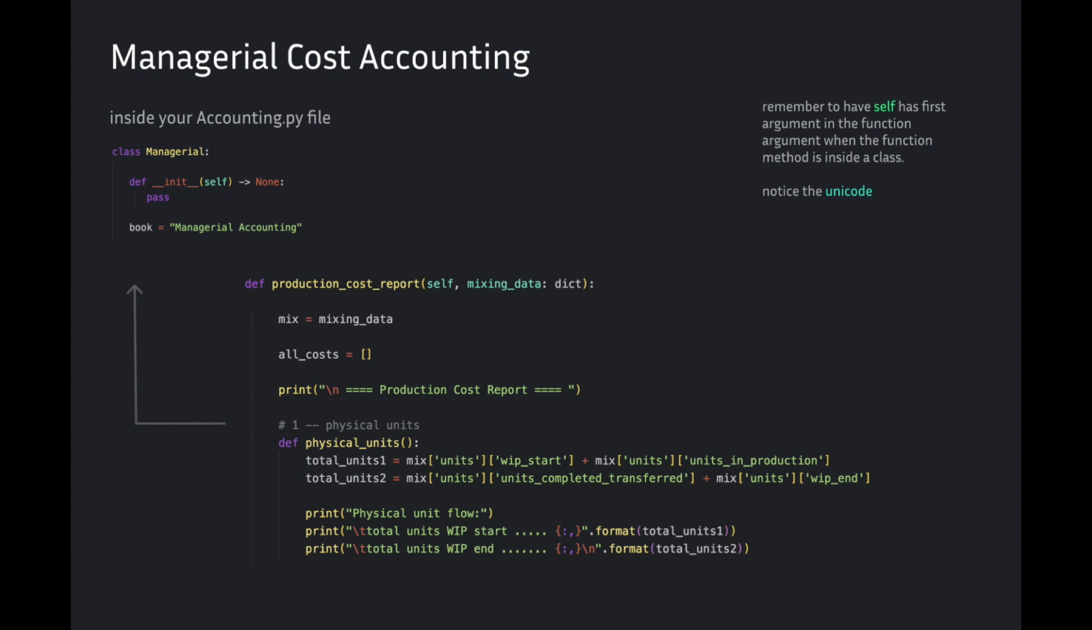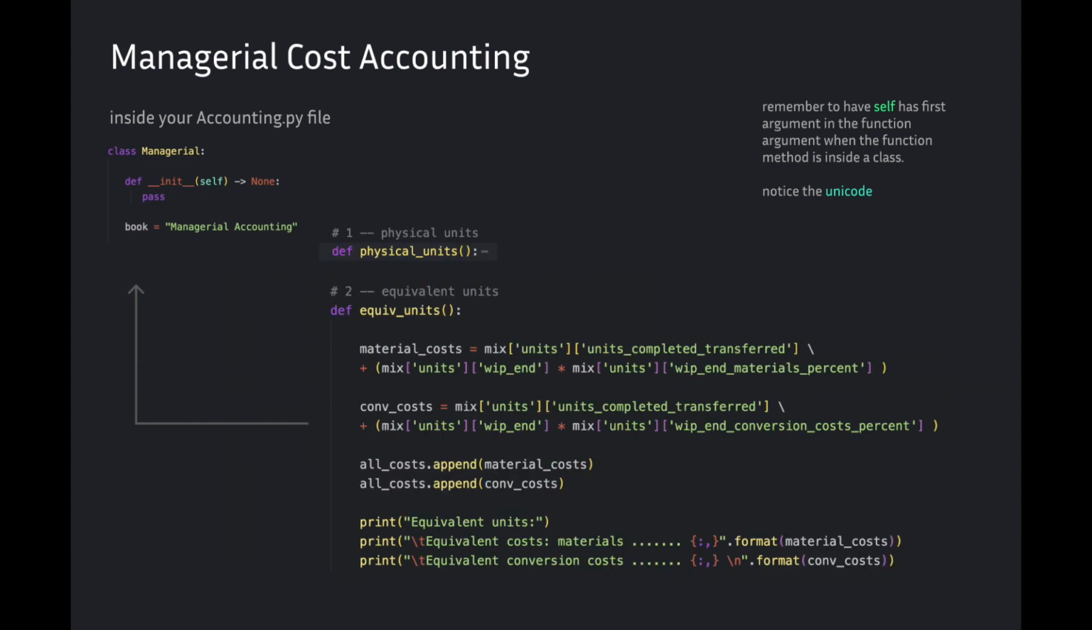Total units 1 variable is WIP start plus units in production. Note the dictionary key is units. Total units 2 variable is units completed and transferred plus WIPN. Then we print out this information. We can collapse physical units method function for better code viewing.